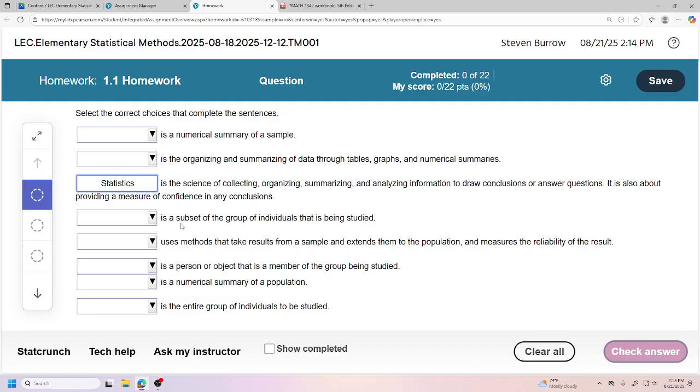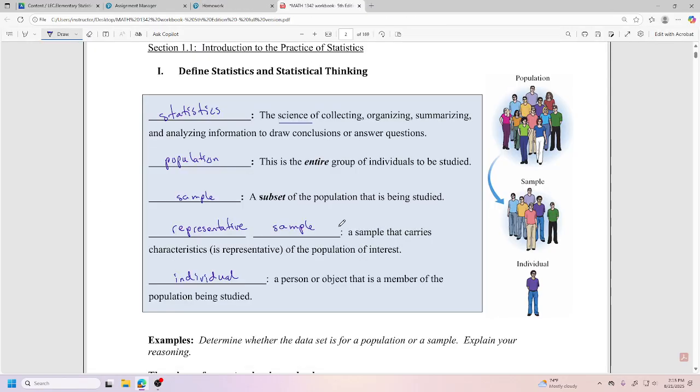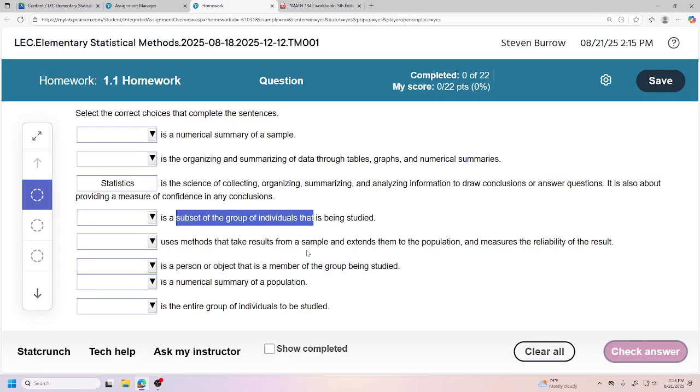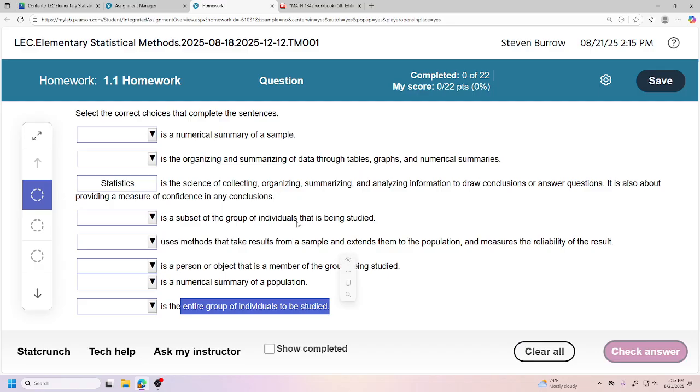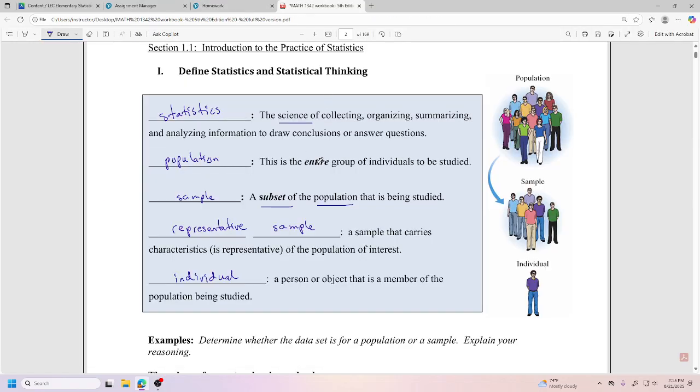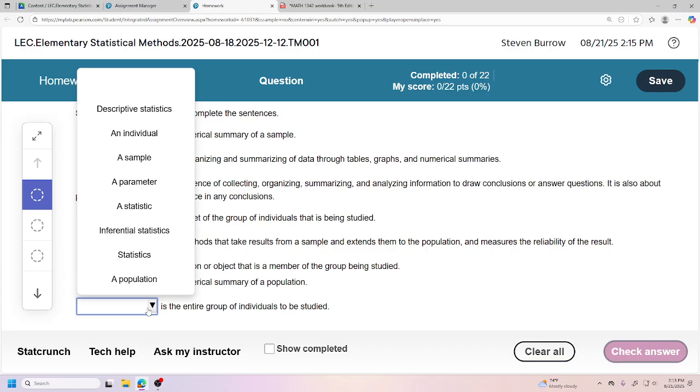What are some other ones we've seen? A subset of a group of individuals, a sample, a subset of the population. Okay, so we're going to see about that here in a second. Yep. The entire group of individuals. Is that somewhere? Entire group of oh, there it is. There it is. We got it. And this is your homework.